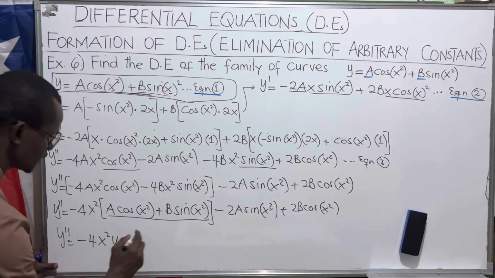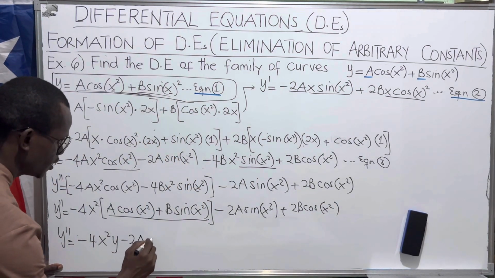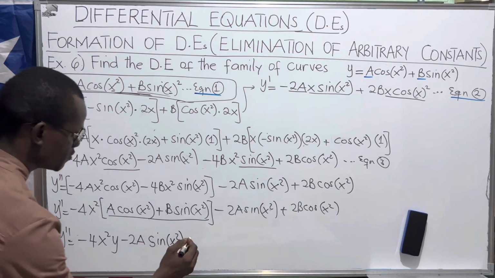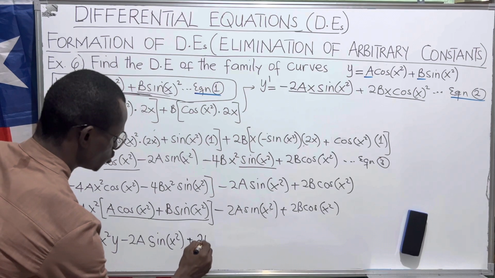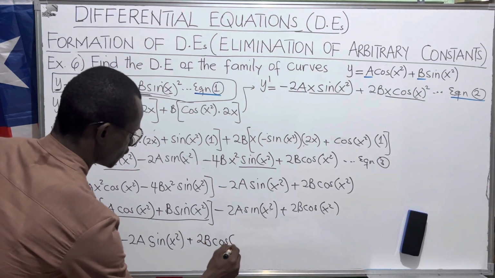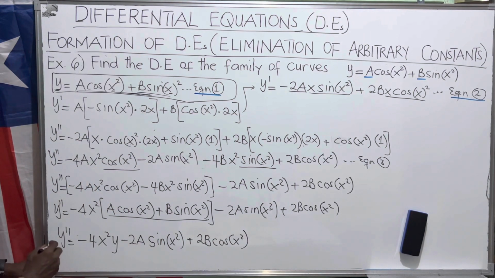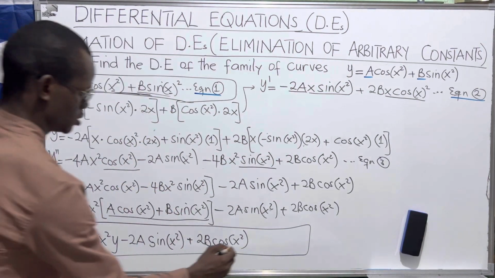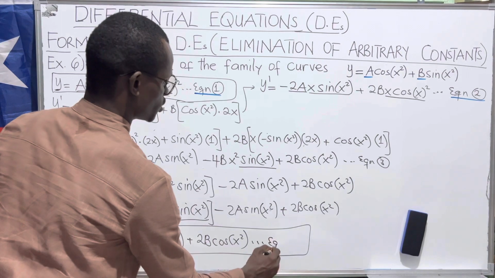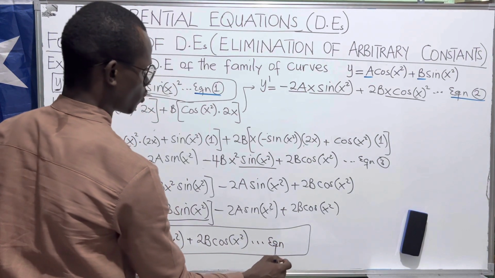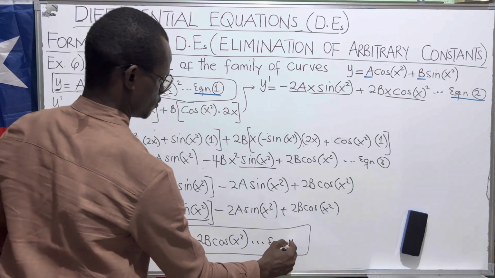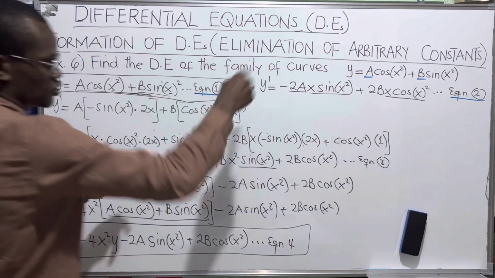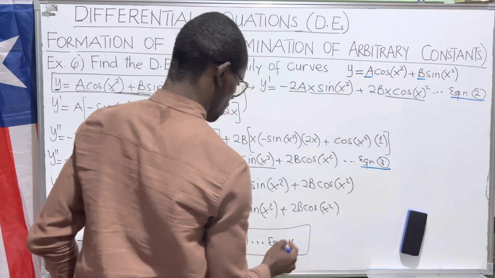And then we rewrite the same thing down here: minus 2a sine of x squared. Be very careful before you miss out on something. Plus 2b cos of x squared. So we call this equation number 4. Okay, so we got equation 1, equation 2, equation 3, and equation 4.